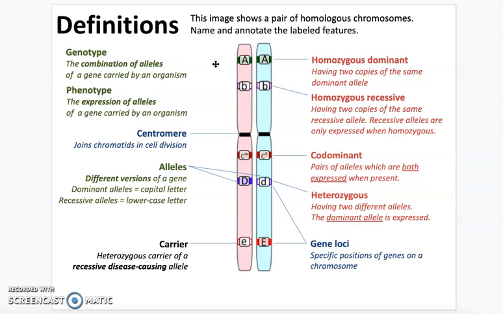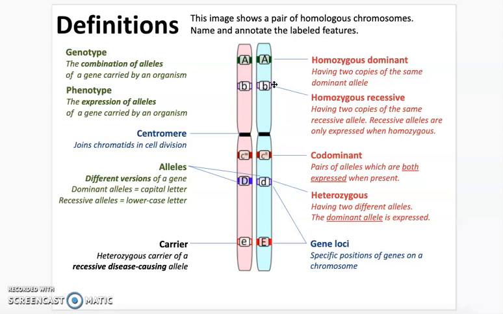Remember what genotype is. Genotype is the combination of two alleles. The phenotype is the expression of those alleles. So you would see an expression of what right here? You should see the dominant expression of the alleles here. Right here you would see the recessive expression of the alleles.